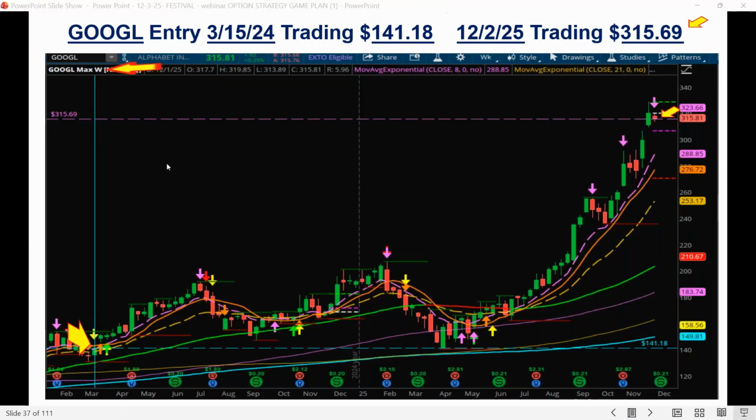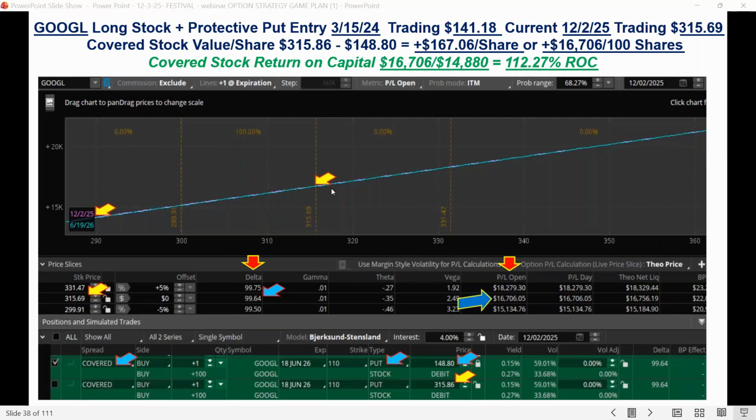So here's what you look at when you look at this synthetic. It's like replicating the underlying shares. Now, the first part of this is if you're long the stock with the protective put, to show you the difference in this example. So this was being long the shares when it was down at 141.18 plus a downside put at 110. It's called a covered call synthetic. So the cost of the trade, it was trading at 141.18, and our cost to do this was 148.80. Yesterday this spread went out to 315.86.